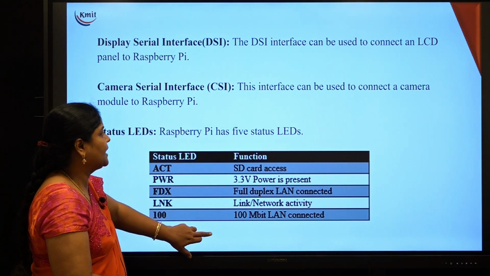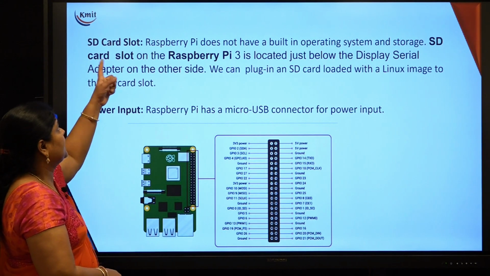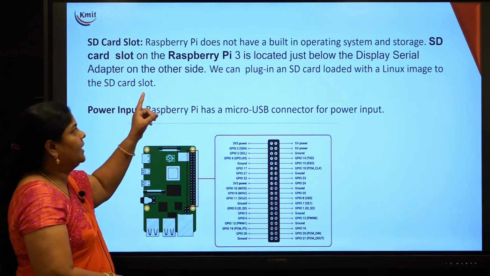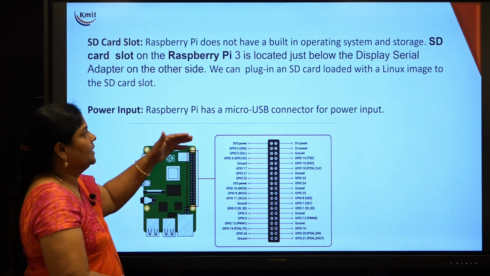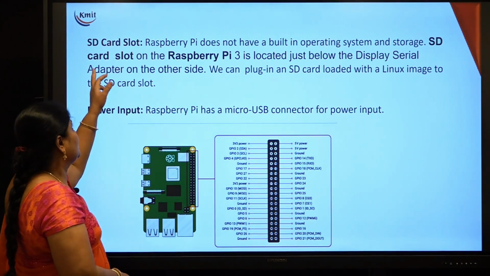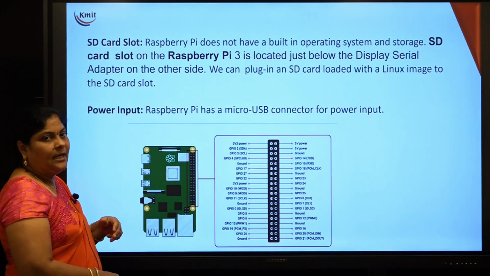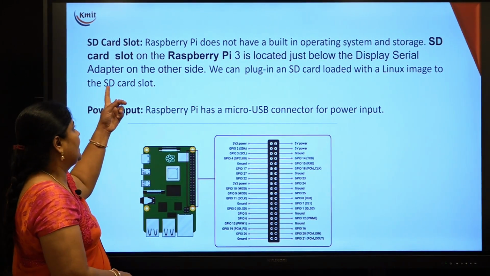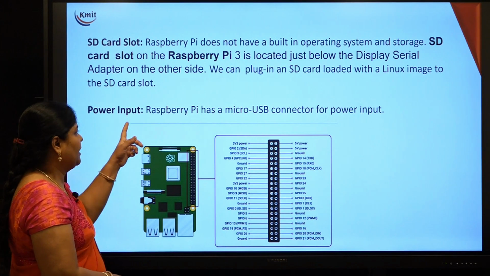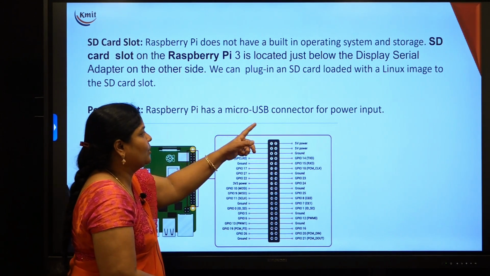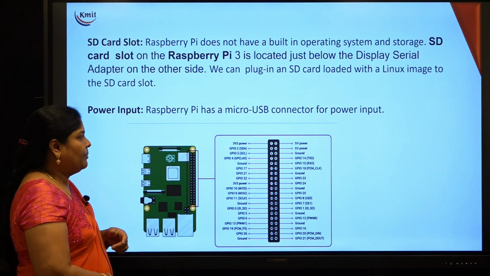So these are the different types of LEDs. SD card slot. This slot is built in for installing operating systems. The SD card slot on Raspberry Pi is located just below the DSI, display serial adapter. And power input: Raspberry Pi has a micro USB connector for power input.